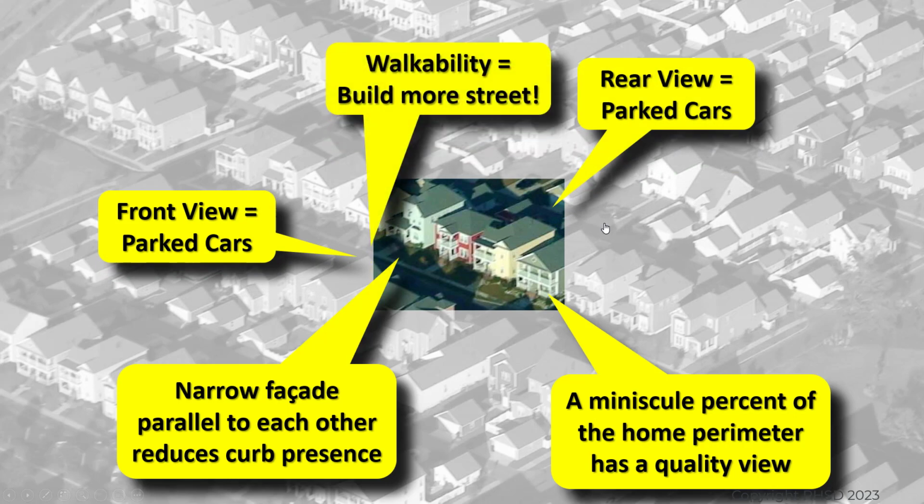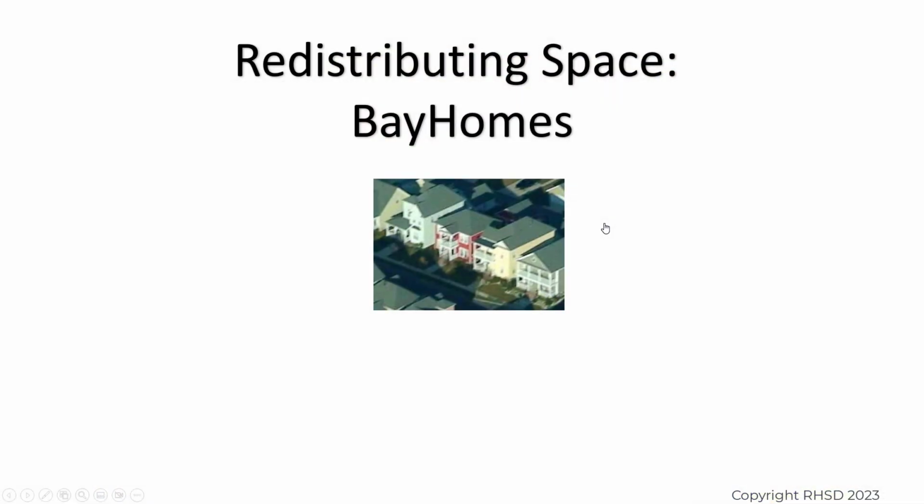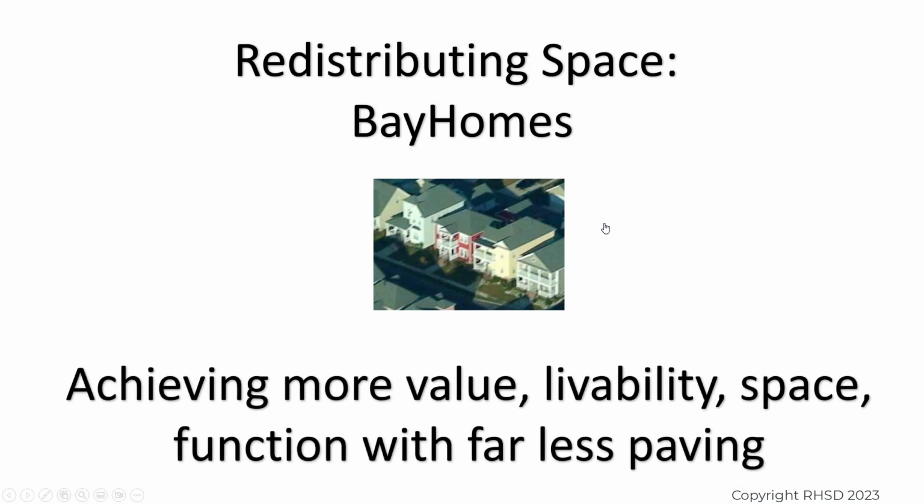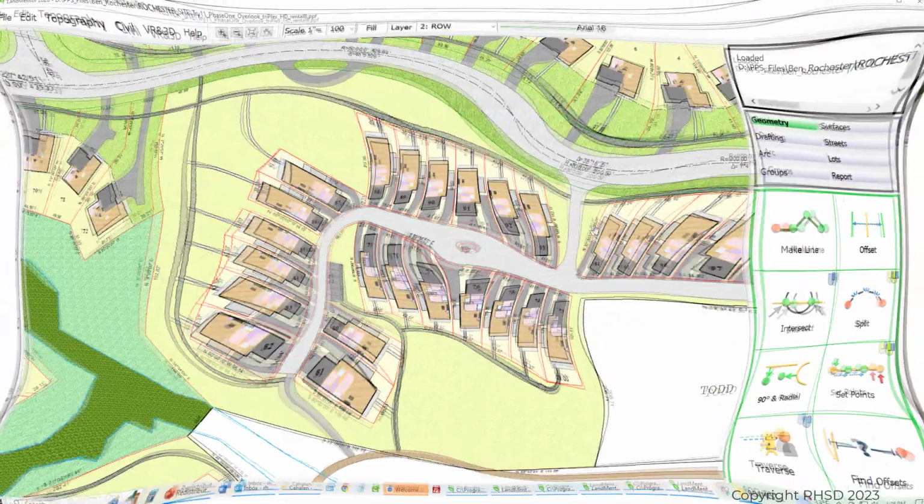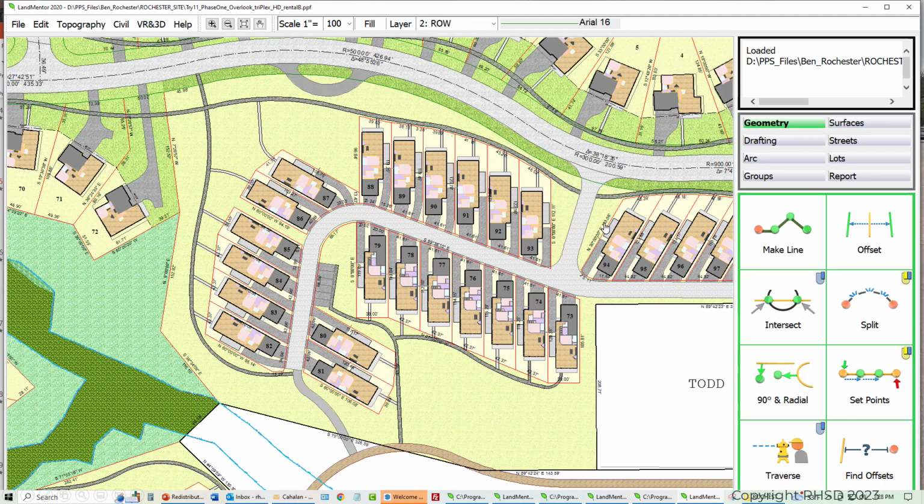How do you create walkability? You have to build more street. But we're going to take a look at that home and we're going to rethink that home into what we call a bay home environment. And we can achieve more valuable, better livability, far more space, and better function with far less pavement. This is a bay home neighborhood that is in Rochester, Minnesota.